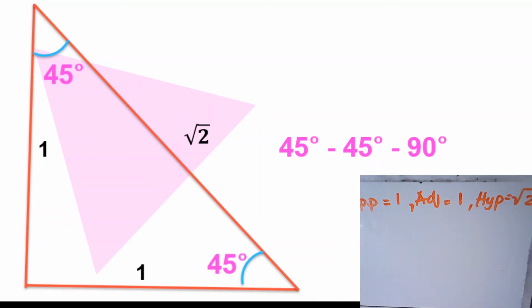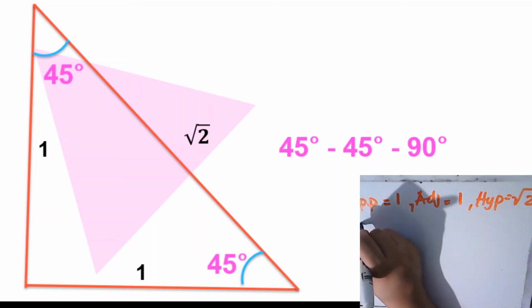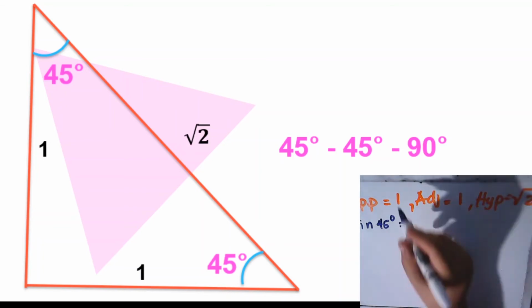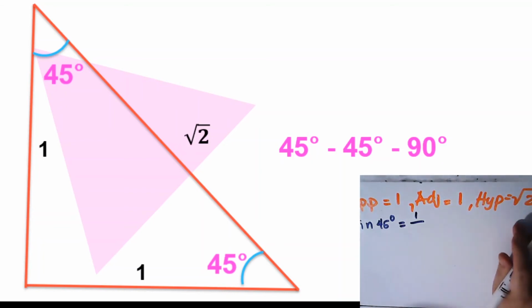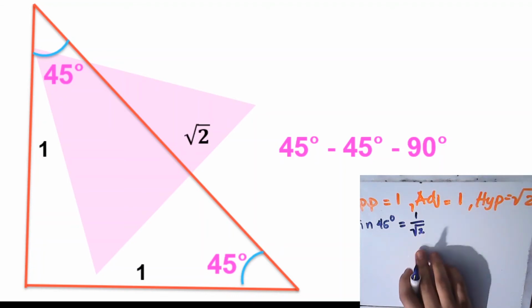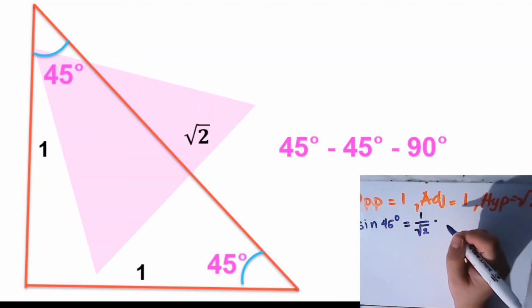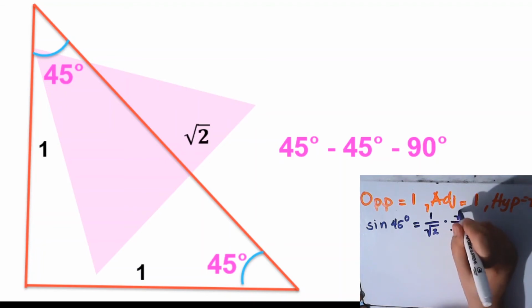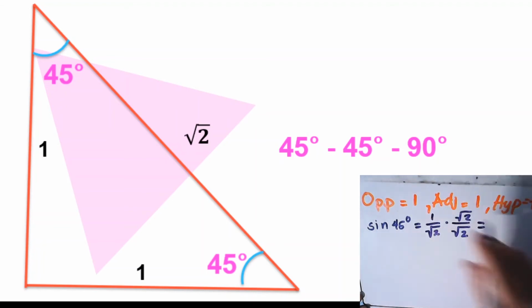Now, let us get the trigonometric ratios. Again, sine is opposite over hypotenuse. Therefore, sine 45 degrees is equal to opposite, which is 1, over the hypotenuse, which is square root of 2. Now, let us rationalize the denominator by multiplying both sides by square root of 2. So, 1 times square root of 2 is square root of 2. And square root of 2 times square root of 2 is 2.